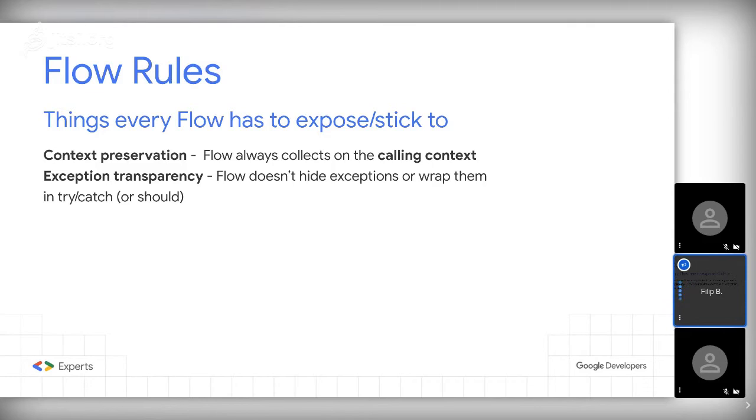And by having this preservation rule, you always know where your collection is going to happen, so you don't have to think about it. The other rule is the exception transparency rule. And this basically means that within flows, you shouldn't really use try-catch blocks. You should always try to let those exceptions happen if they happen. But if you want to catch them and deal with them, you have to use the catch operator. So basically, you're not trying to let any exceptions disappear or get unhandled. You want to let them happen and then let the consumer handle those exceptions in any way they want.